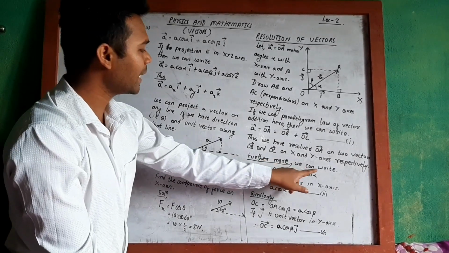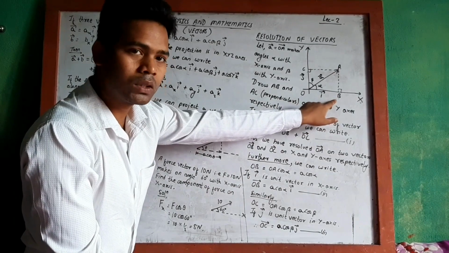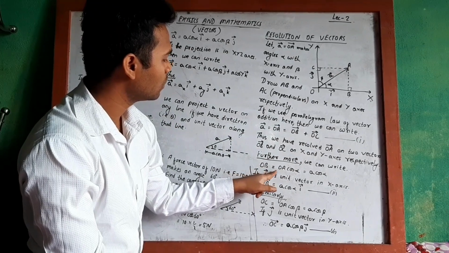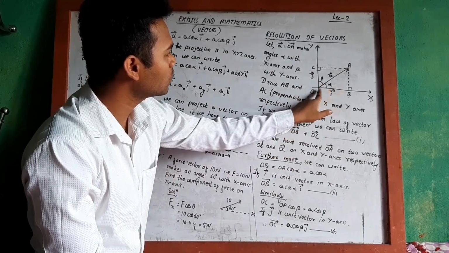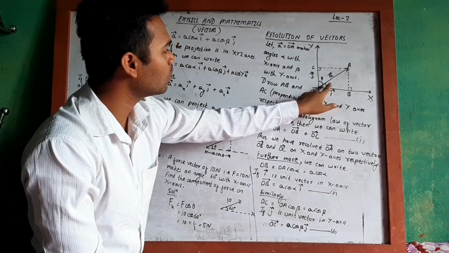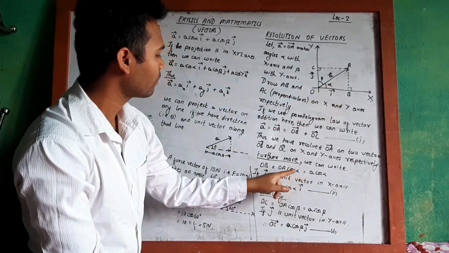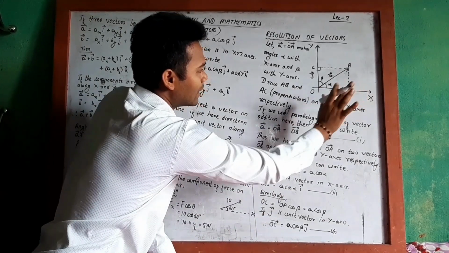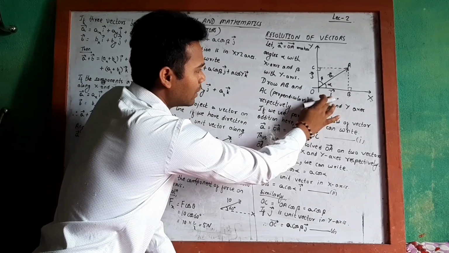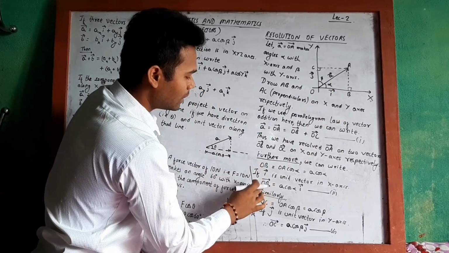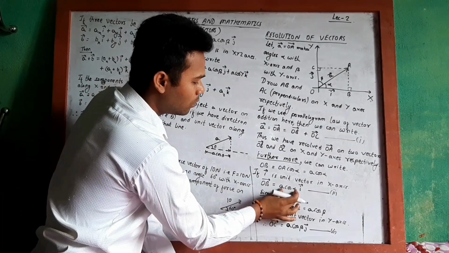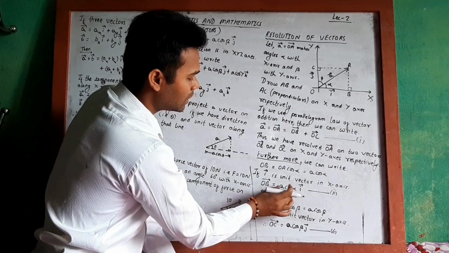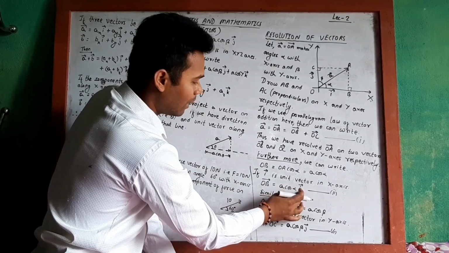Furthermore, by using simple mathematics, we can write OB is equal to OA cos alpha. This alpha is the angle between OA and the x-axis. And if along the x-axis the unit vector is the i vector, then we can write the OB vector is equal to the magnitude of OB times the unit vector along that line. That means the OB vector can be written as a cos alpha i vector.